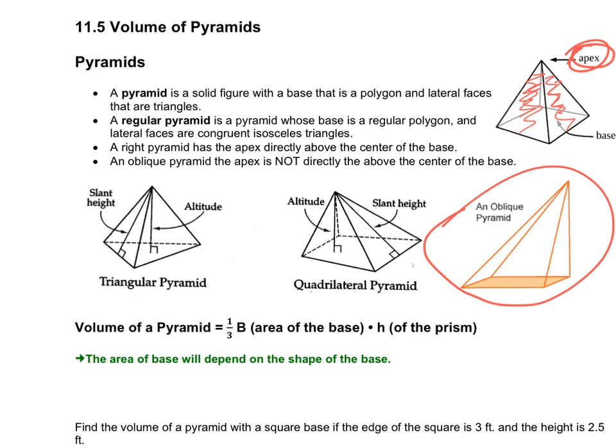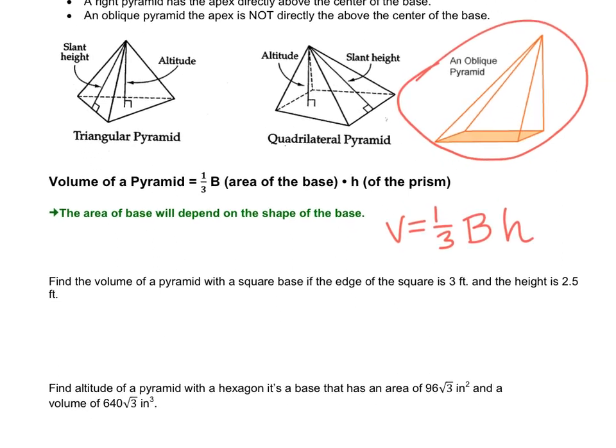But as always, your volume of a pyramid will be 1/3 b times h. And again, the area of the base will depend on the shape of the base. So it's just going to be exactly how we learned yesterday. Volume equals 1/3 bh. So yesterday it was volume equals bh. Whenever you're dealing with a pyramid, it's volume equals 1/3 bh.